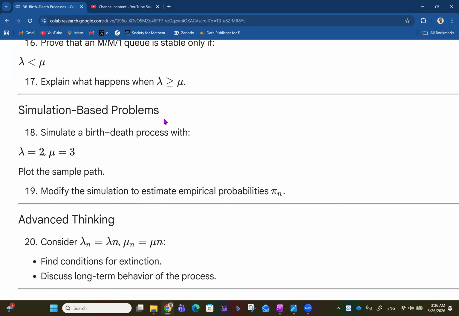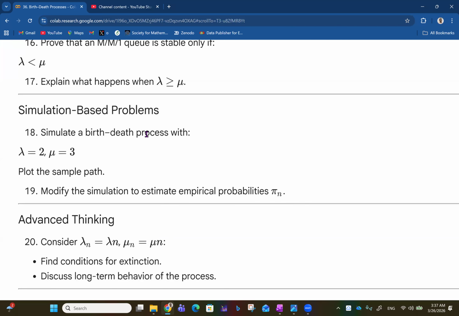Then you have a simulation-based problem. Simulate a birth-death process with lambda 2 and mu 3, and plot the sample path. So of course, the generator matrix Q will just be minus 2, 2, and then 3, minus 3. Then modify the simulation to estimate empirical probabilities per n. Then for advanced thinking, consider lambda n is this, and define conditions for extinction, and discuss long-term behavior of the process. So try this out.